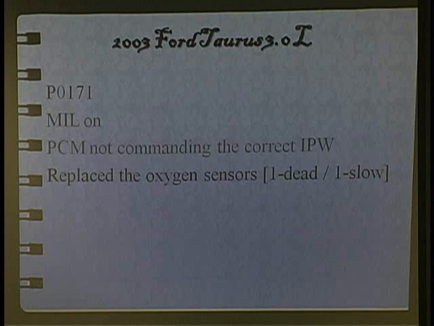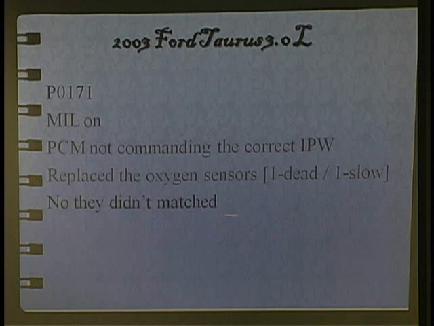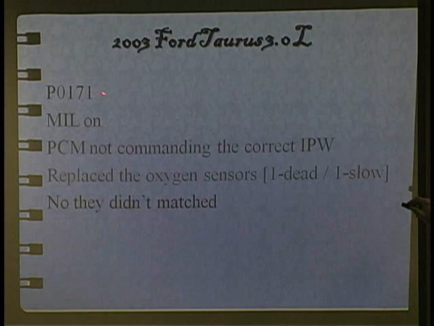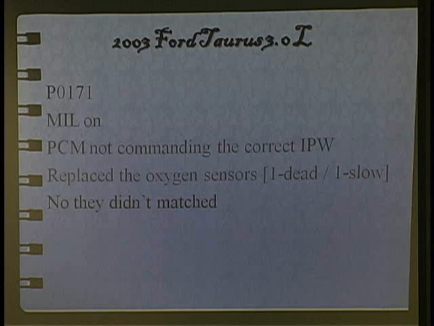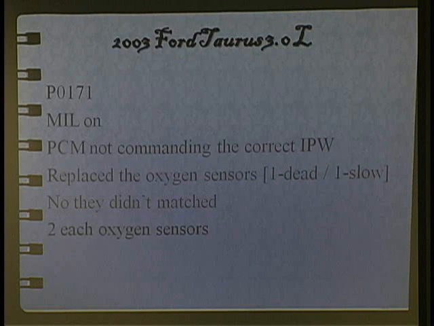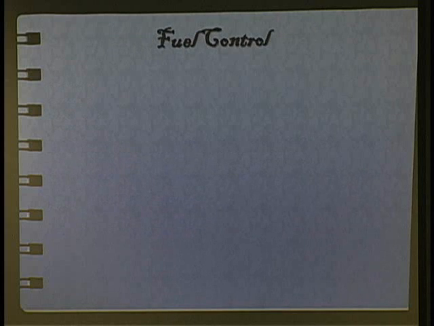Right, Rich? All right? So they didn't match. You know, they did not match. He had a lean condition. It was a dead and a slow oxygen sensor. So he's claiming they did not match. He had to replace both oxygen sensors.